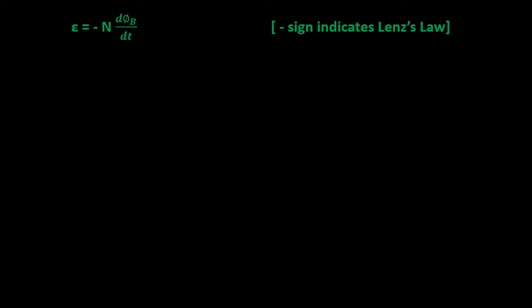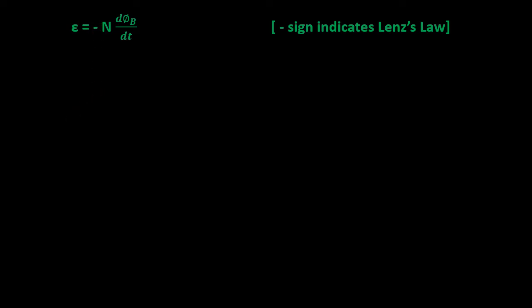Hello everyone. In the previous video, we had a discussion on the topic like experiment of Faraday and Henry, magnetic flux, and Faraday's law of induction. And from Faraday's law of induction, we have written an expression for EMF in the coil as E equals to minus N into d phi by dt. So N is the number of turns and this minus sign indicates the Lenz's law.